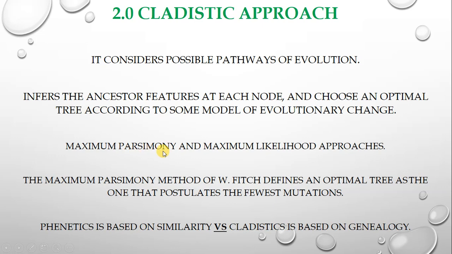Okay, there are 2 methods whose names you need to remember: maximum parsimony and maximum likelihood. So whenever you are constructing a tree, and if you have selected maximum likelihood or maximum parsimony, you should know that you are working with the cladistic approach, and this approach considers the evolutionary possibilities or the evolutionary pathways. But if you have selected the other two, neighbour joining or UPGMA, remember they will only construct a tree based on the distances.